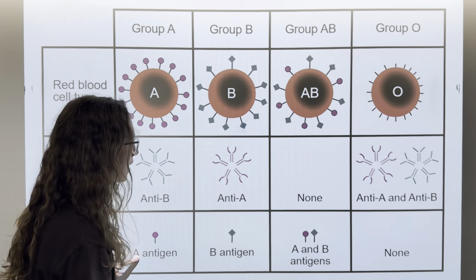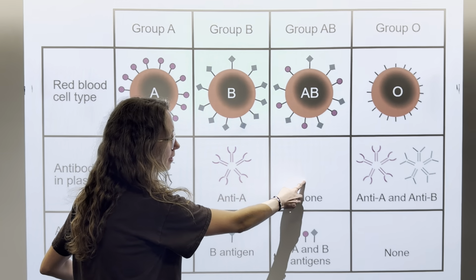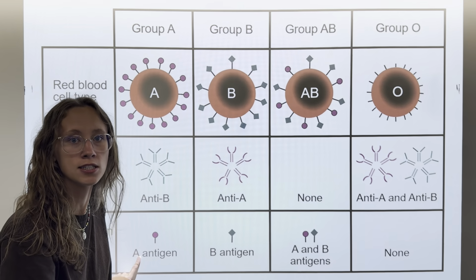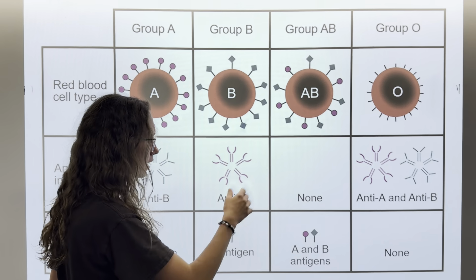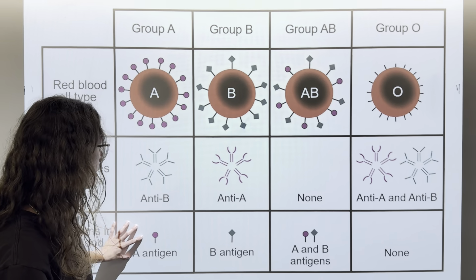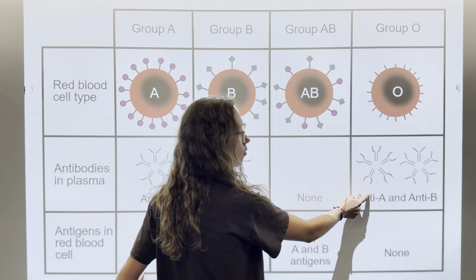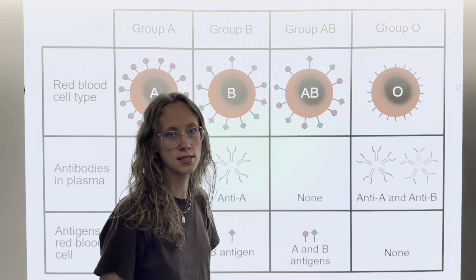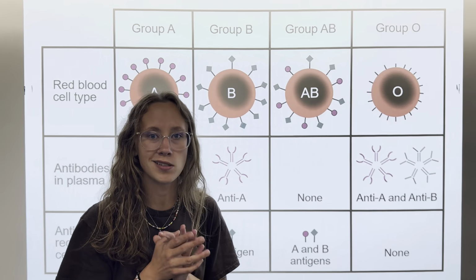Group A gives that A antigen to group AB. That's fine because there are no antibodies on AB. And lastly, looking at O, if blood type A is given to O, not good because there's that anti-A antibody in group O, so that doesn't work.